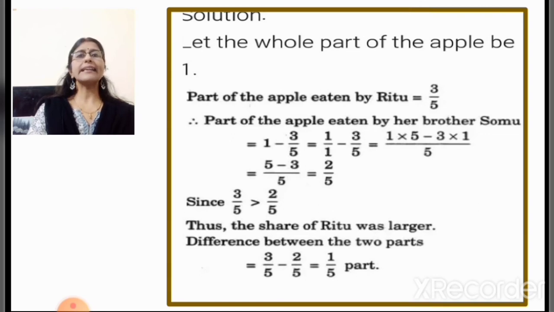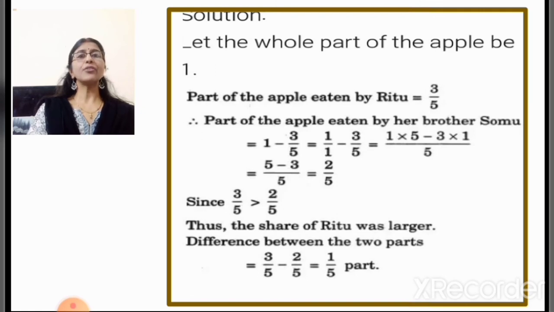Now we can easily compare. Ritu ate 3/5 part of the apple and Somu ate 2/5 part of the apple. So who ate more, Ritu or Somu? 3/5 is bigger than 2/5. So Ritu ate more than Somu. Thus the share of Ritu was larger.